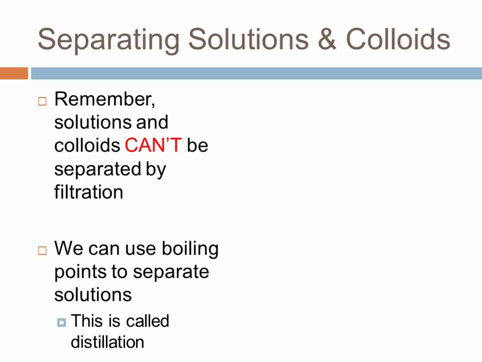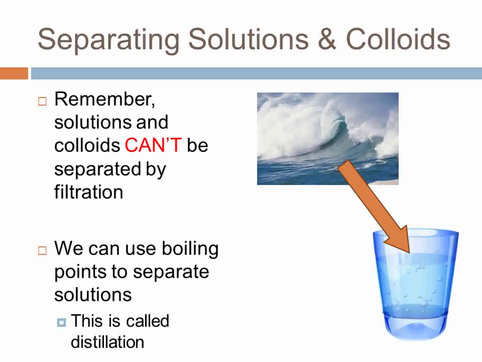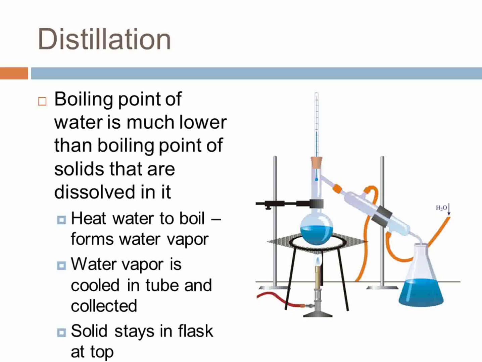So separating solutions and colloids. Remember, solutions and colloids cannot be separated by filtration. But what we can do is we can use boiling points to separate our solutions. This is called distillation. So again, this would be a situation where, let's say that you got all the fish poop and all the sand and the seashells out of your ocean water. You're still going to have salt in that water. Salt water is a solution, okay? So we need to figure out how to get the salt and the water separated. So the way that we do that, we use distillation.